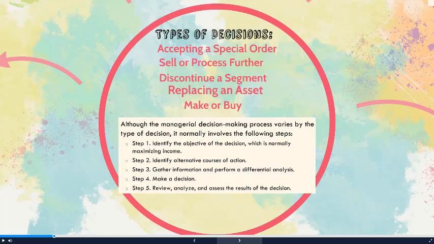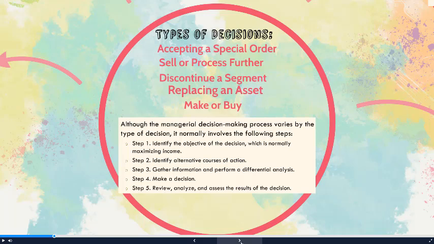In this presentation, we'll be looking at several types of decisions. In each of these decisions, we follow a simple 5-step process to determine how to make the appropriate decision. First, we'll analyze the objective of the decision. What are we trying to decide?